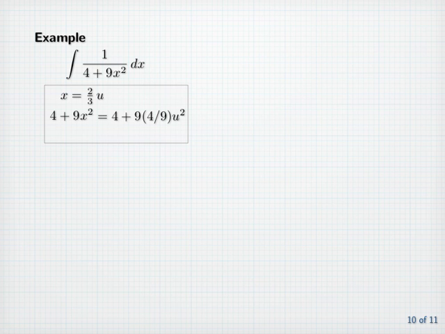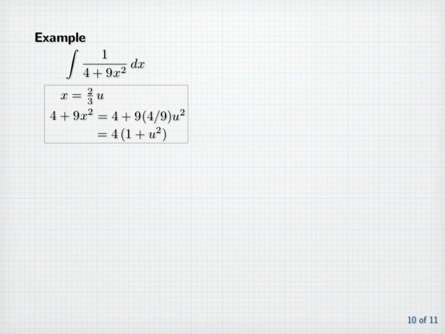It's equal to 4 plus 9 times 2/3 squared times u squared, which is 4 plus 4u squared, and notice now we can factor out a 4, and we have 4 times 1 plus u squared. So the reason for the 2/3 was to make the coefficient of the square term the same as the constant term, so that factoring would reveal a 1 plus u squared.